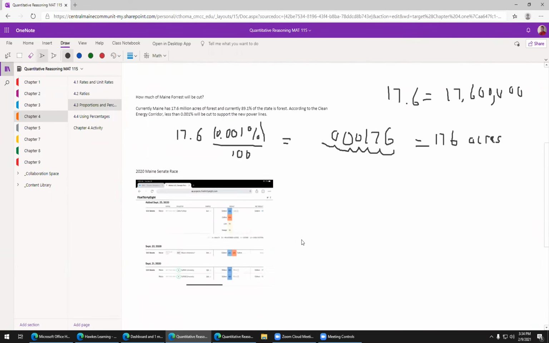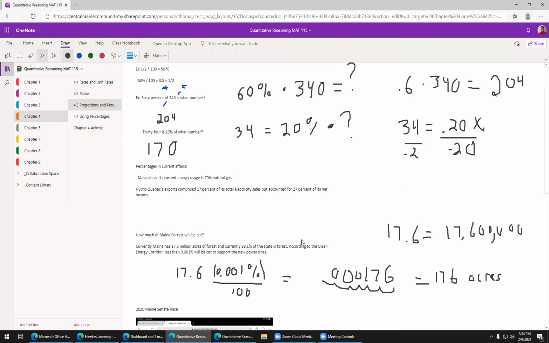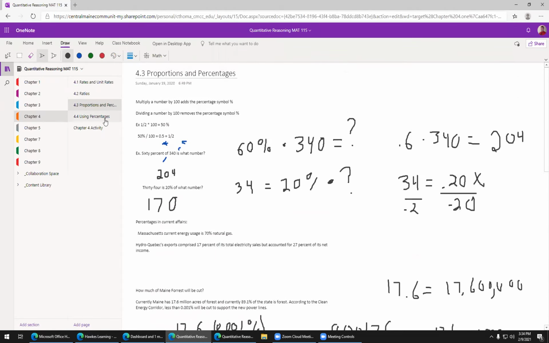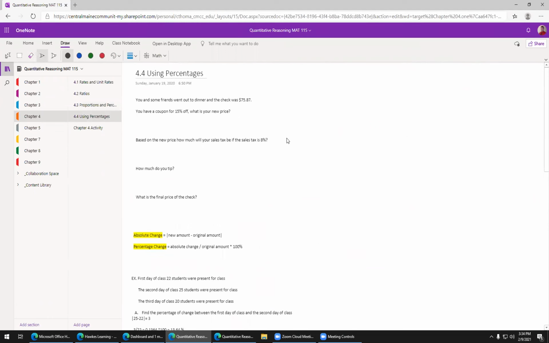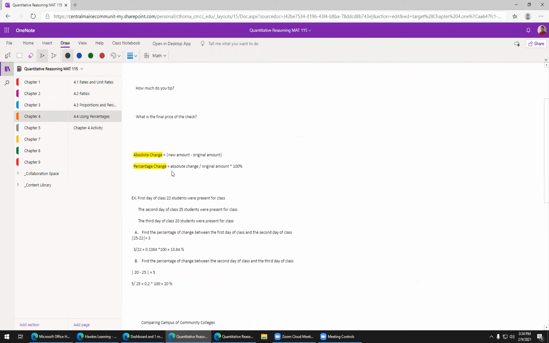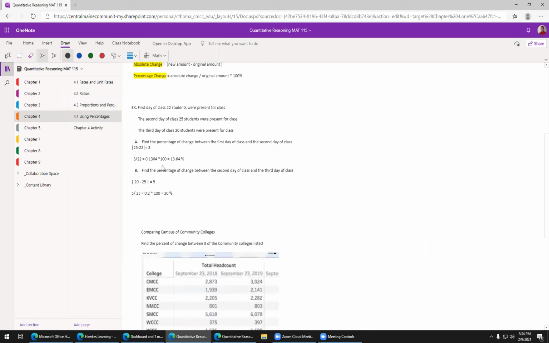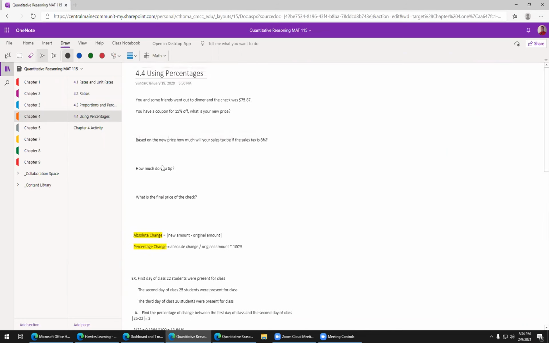And then I have another problem about the Senate race. We'll kind of stop there. So next week, we'll get into using percentages, which is basically what we've been doing already, just a couple word problems. And then we talk about this new thing on absolute change versus percent change.